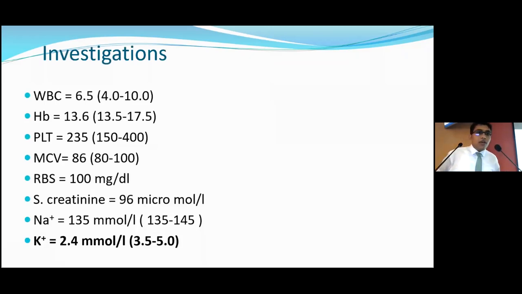His full blood count was completely normal, and the parameters including MCV, MCH and MCHC were also normal. His random blood sugar values were normal, and his serum creatinine value is within normal range. I have highlighted the abnormal investigations that he had, that is potassium 2.4. He had hypokalemia.